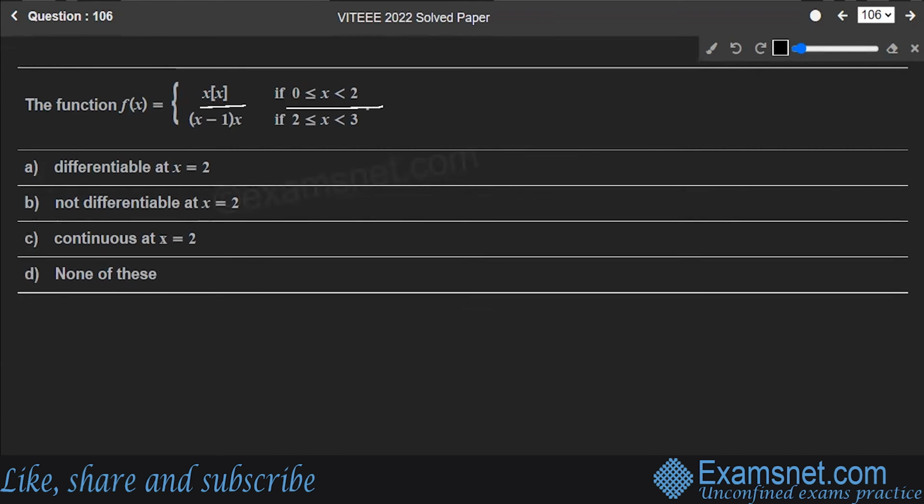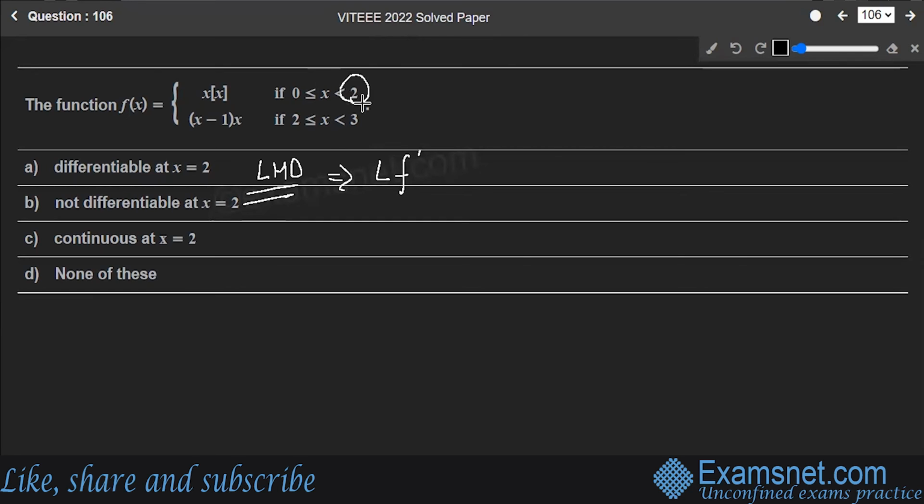If x lies between 0 and less than 2, and when x is greater than or equal to 2 and less than 3, it is given by this function. Now you have to check whether it's differentiable or continuous, like what type of function this is. First, let's go for the differentiability. Let's find the left hand derivative.